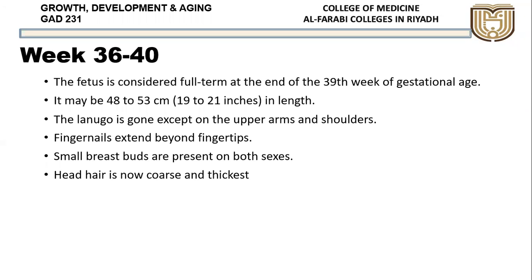It may be 48 to 53 centimeters, or almost 19 to 21 inches by now. So it is a good size when the fetus has grown to 21 inches or so. The lanugo, that is the temporary hair, has gone except on the upper arms and the shoulders. Sometimes you can see the fetus has some lanugo hairs on its upper arms and shoulders, because these have not shed. They have shed on all other parts of the body except the skull. Sometimes they can remain on the upper arms and the shoulders.